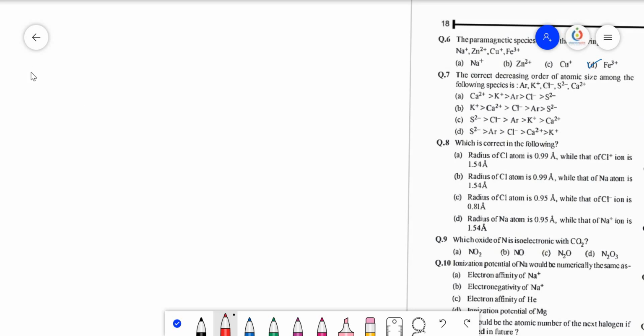Let us solve question number 7. The correct decreasing order of atomic size among the following species is: argon, K plus, Cl minus, S minus 2, Ca plus 2 are given. So here the notable point is that in isoelectronic ions, the atomic size or ionic size decreases as the Z by E ratio increases.